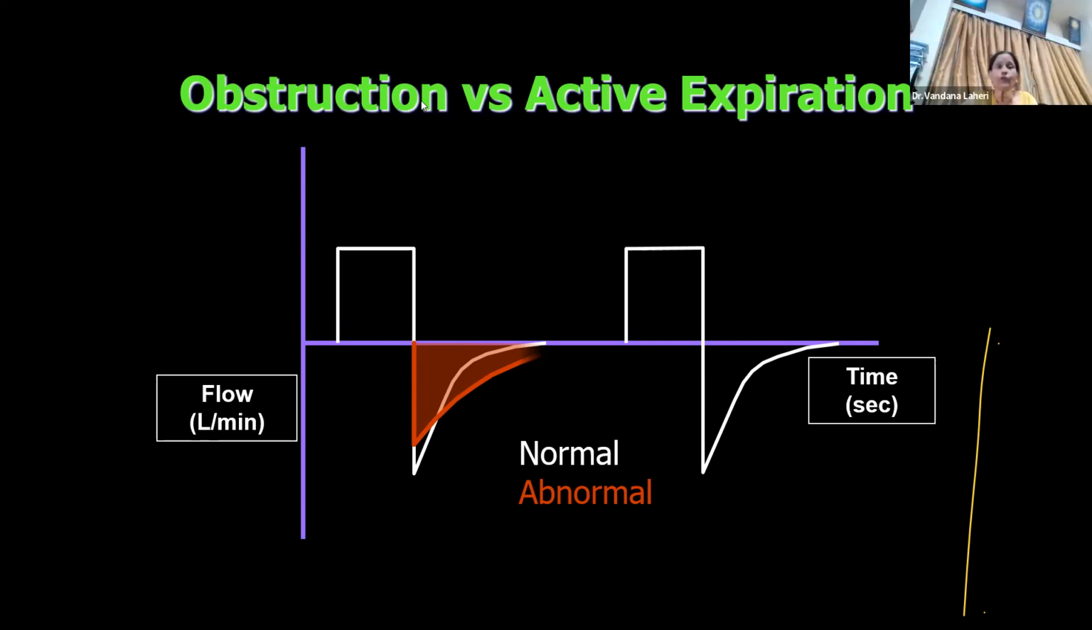Okay, now how can you make out obstruction versus active expiration on a flow graphic? Can you see normal? Normal is this white one, so it would have been like this. If there is obstruction, can you see the flow? First of all, peak expiratory flow reduces. And the flow is very, very slow. Can you see here the expiratory flow? It's rising slowly.